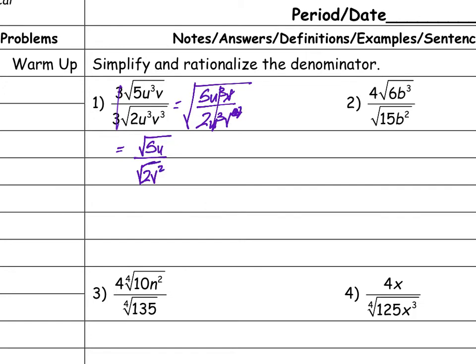Okay, sorry, that should be squared. So that gives me the square root of 5u over the square root of 2. And then I'm going to multiply by the square root of 2 over the square root of 2. So the square root of 10u over 2v.